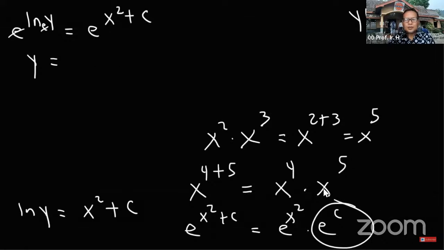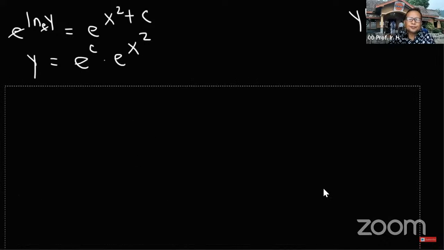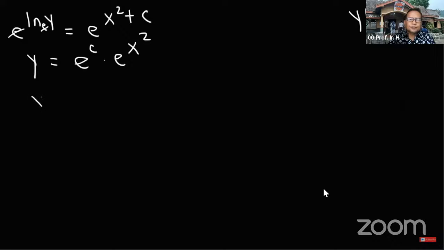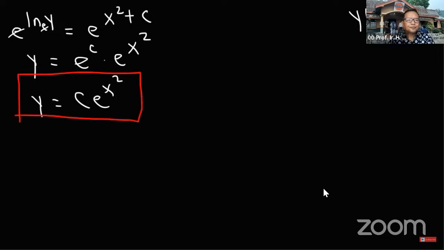But I'm going to write this one first. So we have e to the c times e to the x squared. e is a constant, c is a constant, a constant raised to a constant is a constant. So we can simplify our answer like that. Just so you know, this c is different from that c. They're not the same, so you can think of this as lowercase c and maybe that as uppercase C.